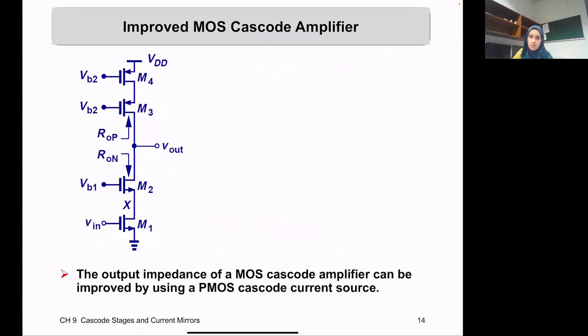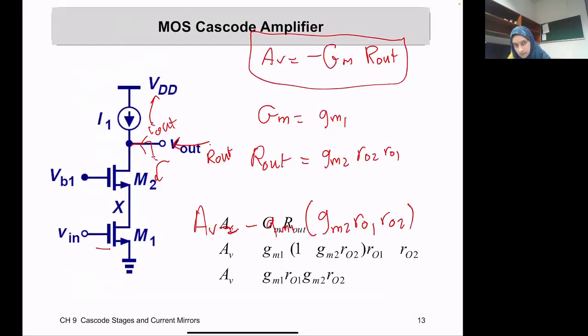Another cascode stage, basically. We have a question. Zahra, yes. Ma'am, in the last slide, how did you find the expression for the gain?